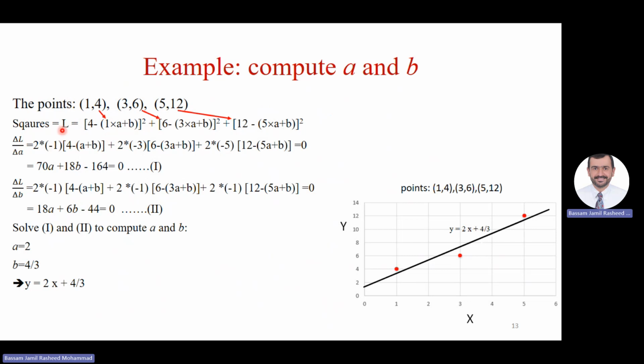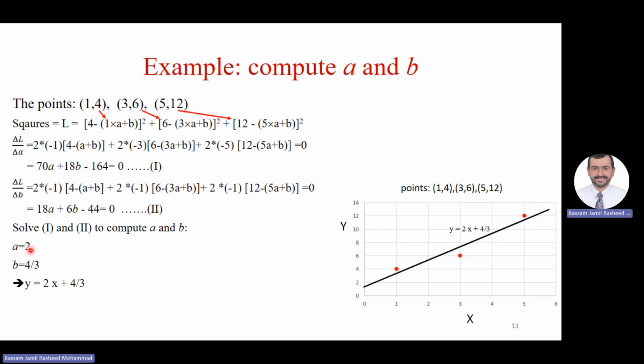Let's now take the derivative of this function, because obviously it has two variables: a, the slope, and b, the intercept. So let's take the derivative with respect to a. When we derive that, we get this equation with two variables. Then let's take the derivative with respect to b, and we get another equation with two variables. Two linear equations, two variables. I can solve this linear system and come up with the values of a and b.